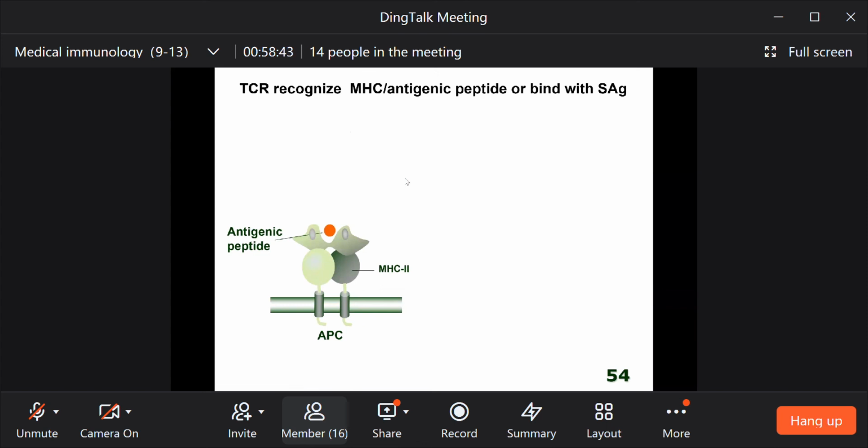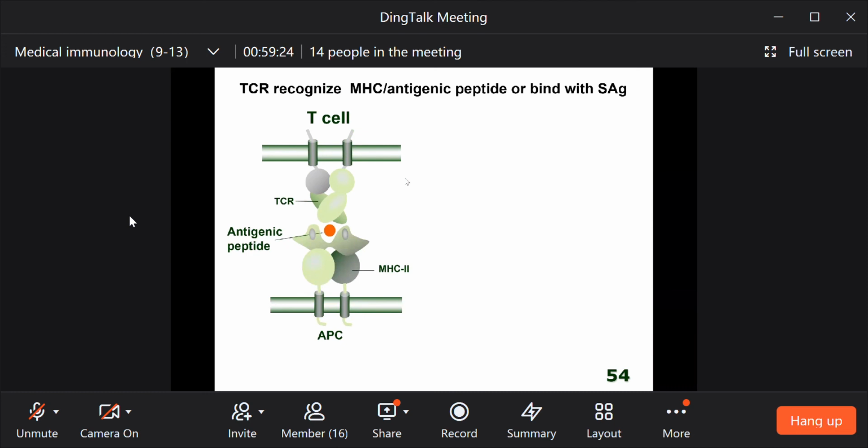Sorry, MHC class 2. And then the antigenic peptide and MHC class 2 form the complex, I think it is a trimeric structure. So this structure is recognized by the T cell TCR. This is the normal pathway of an antigen being recognized by the T cell. It is a normal pathway.